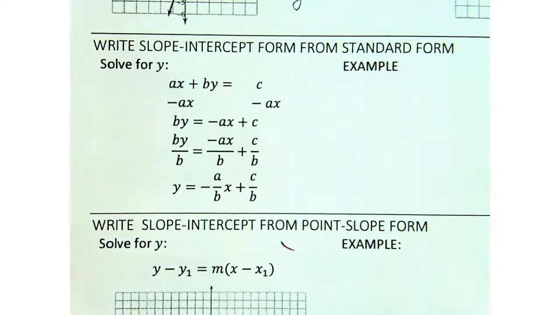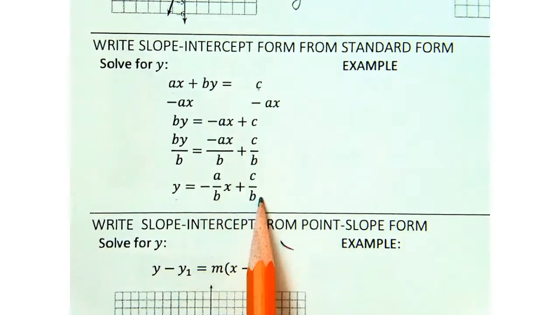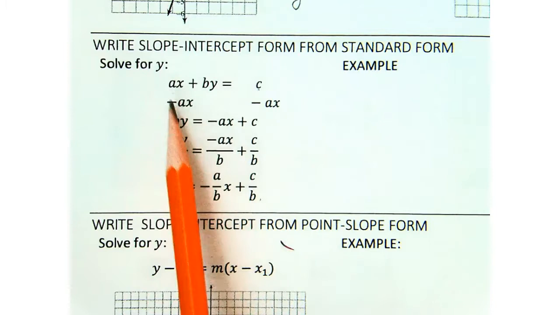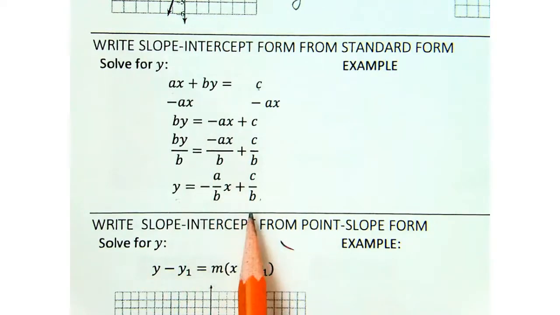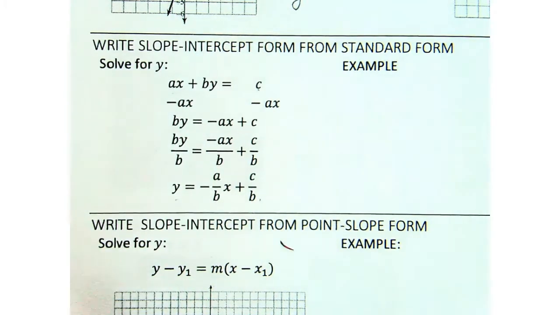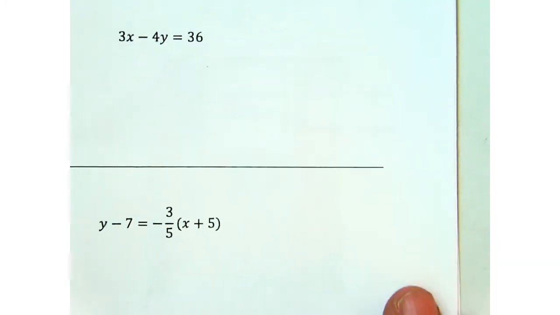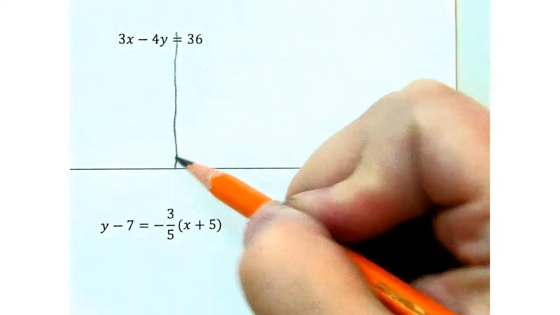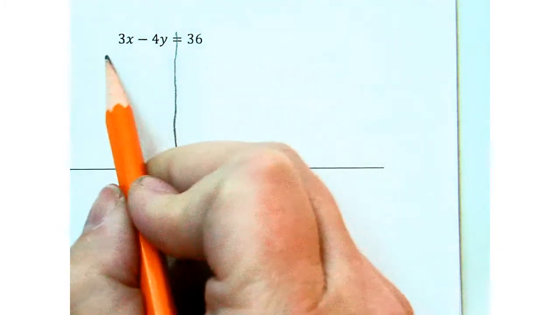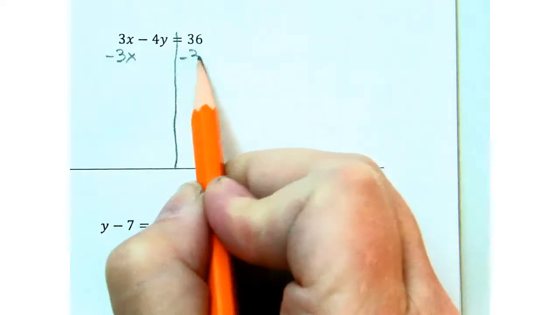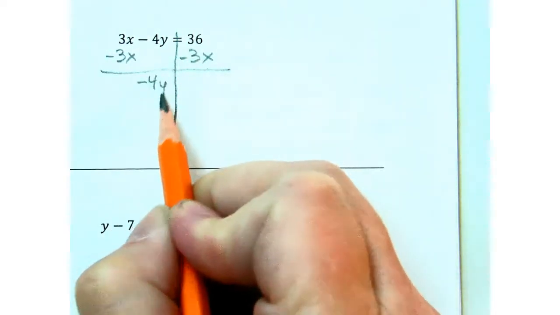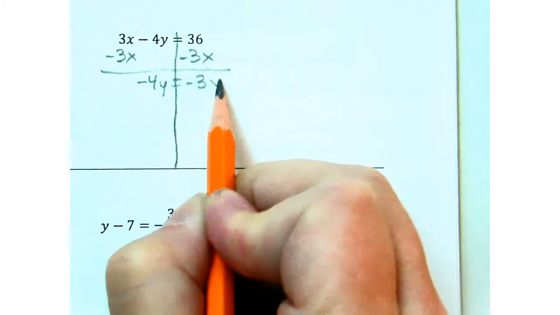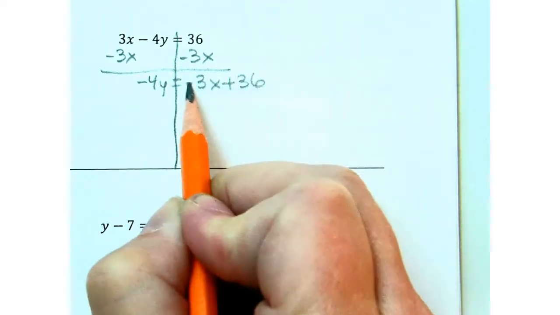Now we will write slope-intercept form from standard form. Standard form is ax plus by equals c. We'll follow several steps to change this to y equals mx plus b. Here is an example. 3x minus 4y equals 36. Start by subtracting 3x from both sides of the equation. This gives us -4y equals -3x plus 36.